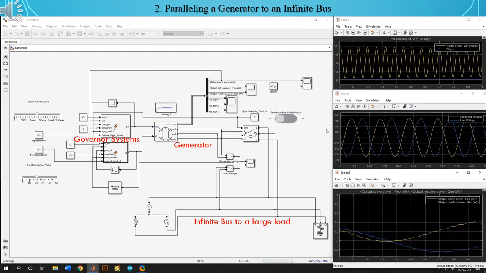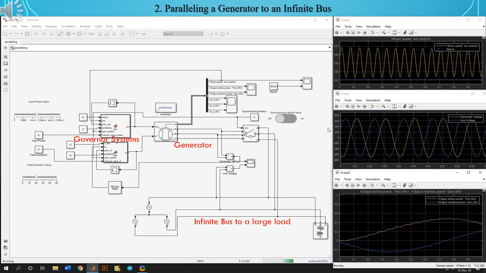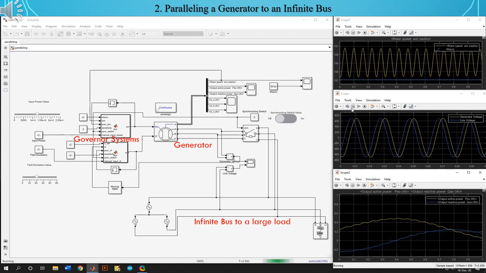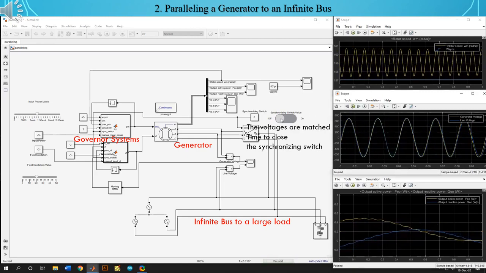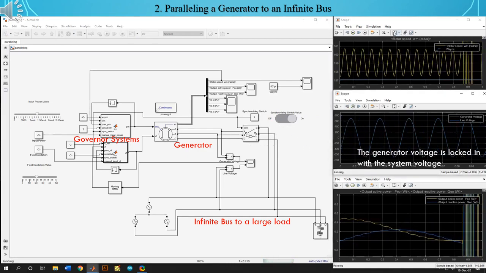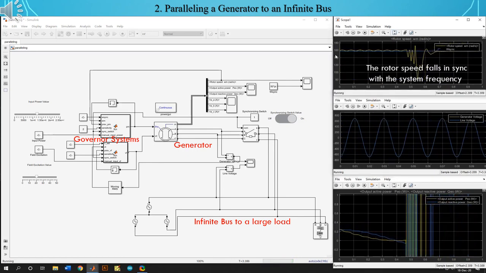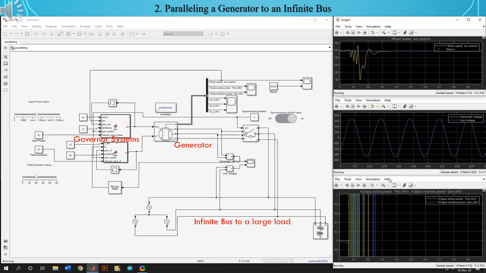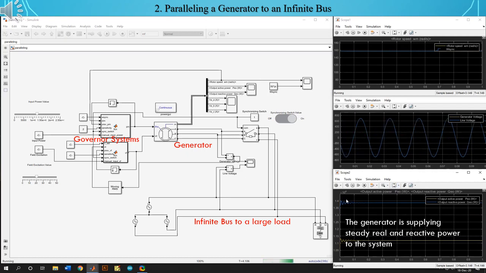For this task, we observe both output voltages of generator and infinite bus carefully. And when their phase shift is nearly zero, then we turn on the switch and notice the changes of all our previous plots. After paralleling, now the generator is supplying both active and reactive power. The speed of synchronous generator, which was slightly higher before paralleling, is now completely matched with synchronous speed. And both terminal voltages are completely matched together.